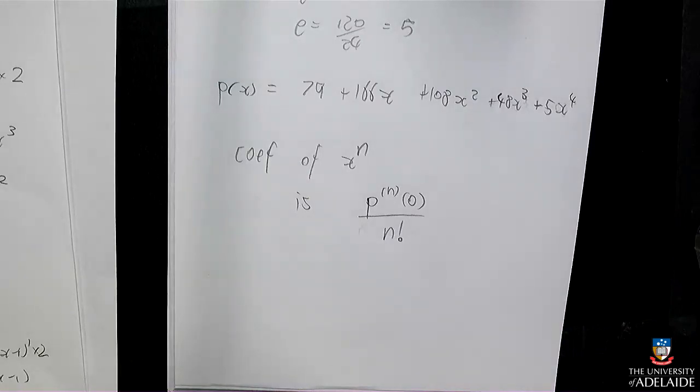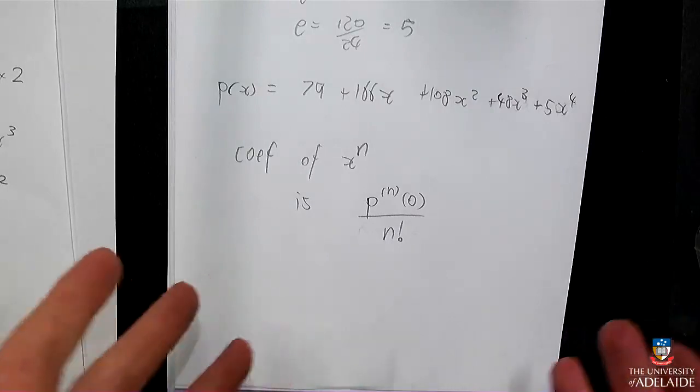And that would always happen for any polynomial, and this would always tell you exactly what the coefficients are, every time.